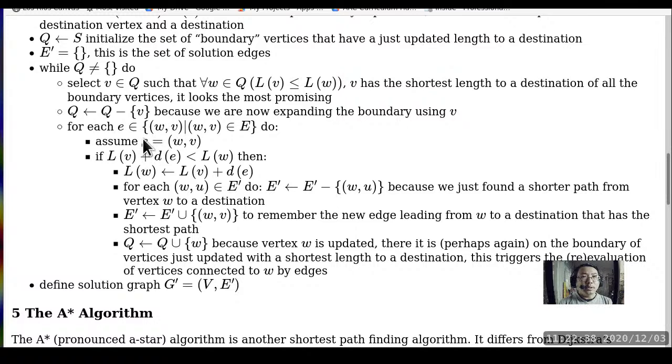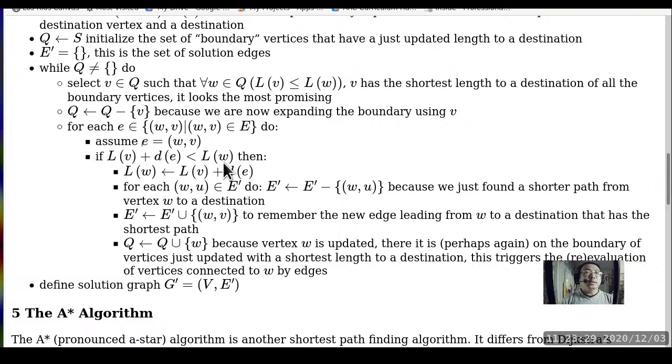Just for shorthand, we say E is WV, so W is the start vertex of that edge, and V is the destination vertex of that edge. We now compare and say, okay, we already know the length of a shortest path from V to one of the destinations. We also know the distance from W going to V. So when we add these two, it becomes the length of a path going from W to a destination. But we want to compare that to the length of the currently known shortest path from W to a destination.